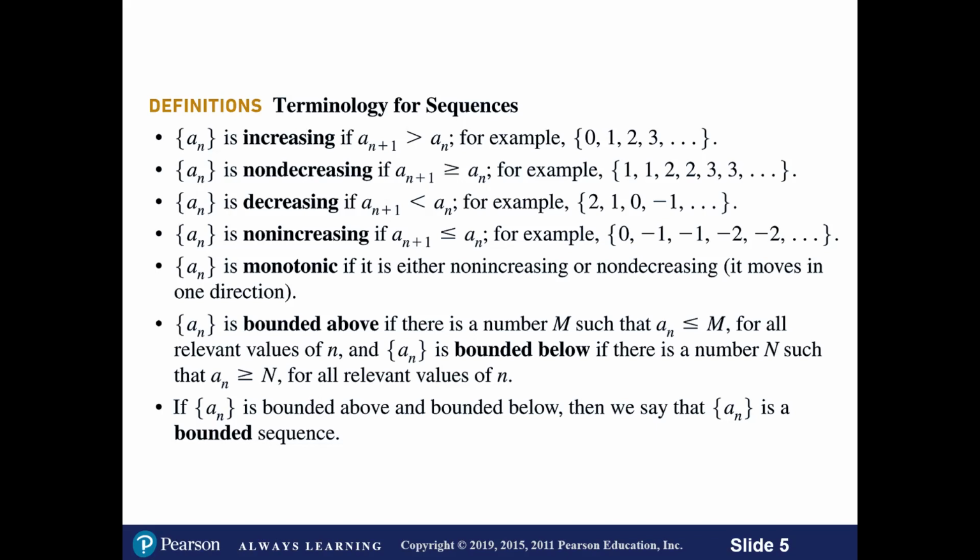Finally, we have boundedness. A sequence is bounded above if there is a number m such that all the terms in the sequence are less than or equal to that number. a sub n is bounded below if there is a number n such that all the terms in the sequence are greater than or equal to that number. And if a sub n is bounded both above and below, we say that a sub n is a bounded sequence.